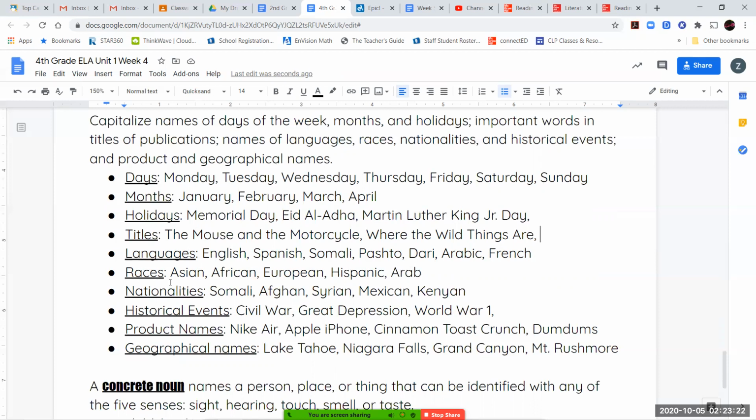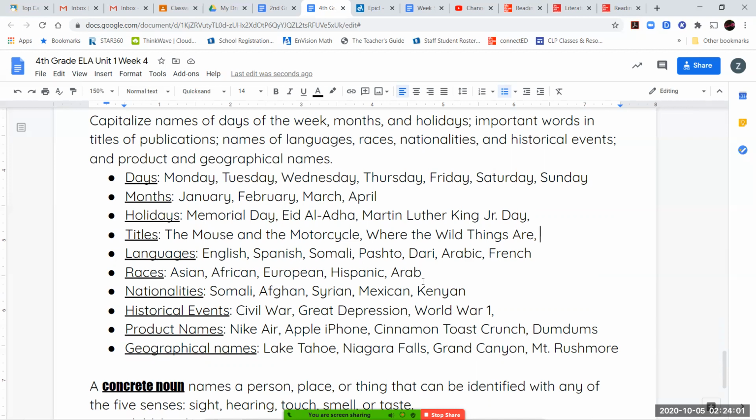So again, about different races, nationalities, historical events, also product names or geographic locations. So the names of different places in the world or the names of specific products. So an iPhone, Cinnamon Toast Crunch cereal, Dum Dum lollipops, all of those, because it's the name of a specific one, you need to capitalize it. When we're talking about geographic locations, we're talking about places in the world. So Lake Tahoe, Niagara Falls, the Grand Canyon, all of these are names of places in the world.